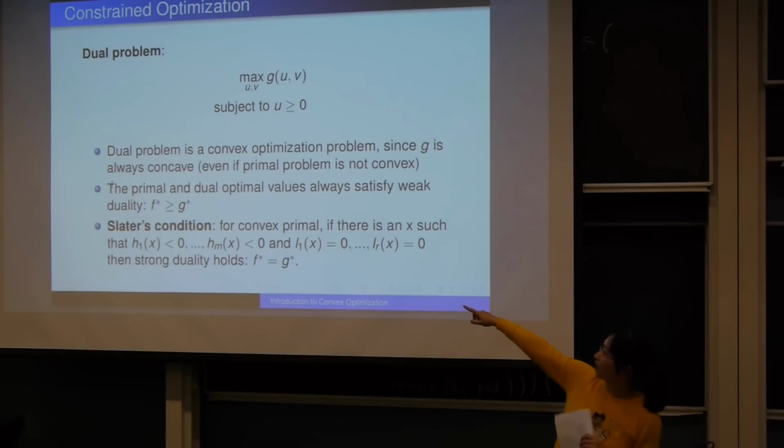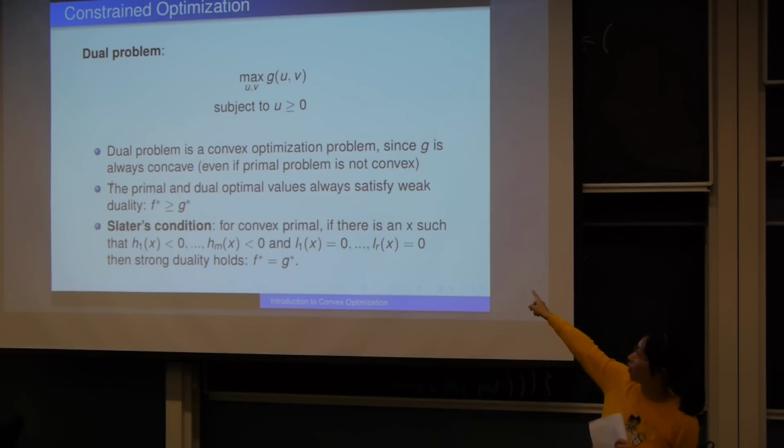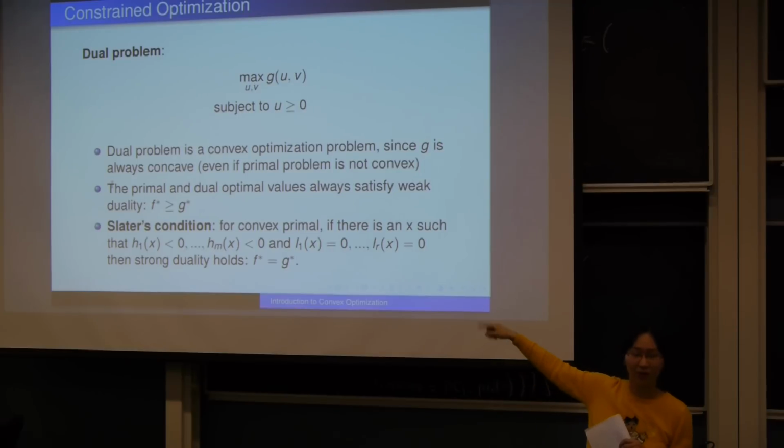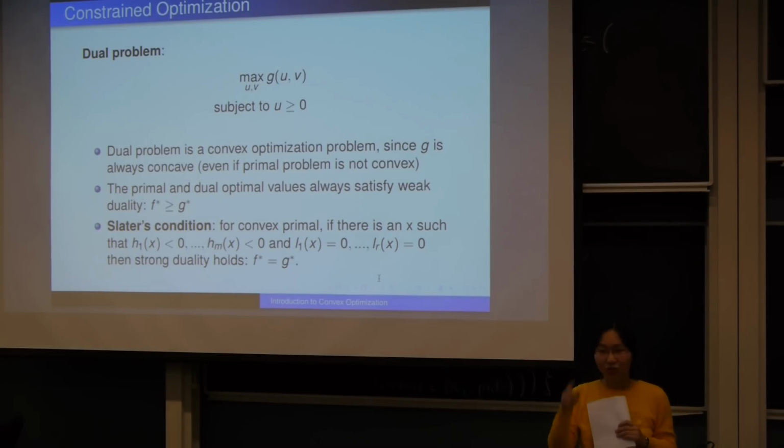Here I have written that the primal and dual optimal values always satisfy weak duality, which means the primal optimal value is larger or equal to the dual optimal value. And now you may also ask, this dual optimal value is smaller or equal to the original primal optimal value. So if we found this value, how can we guarantee it is close to the primal optimal one?